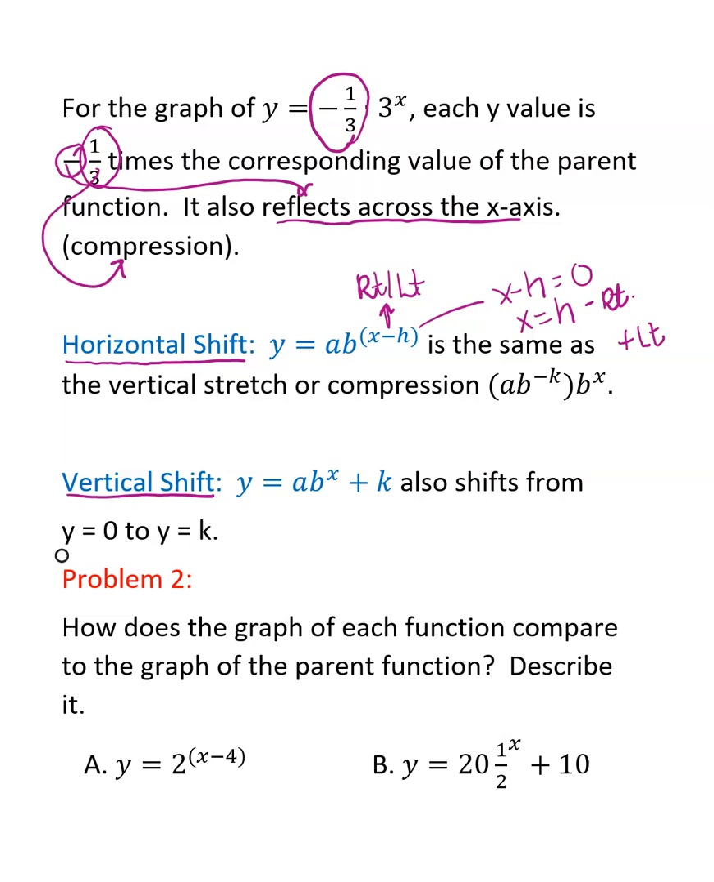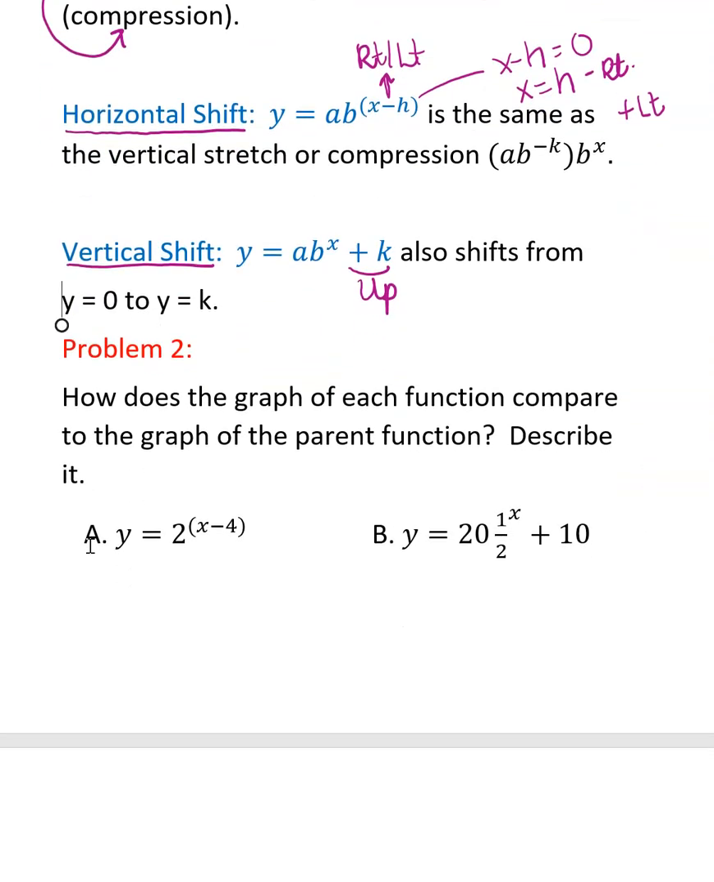A vertical shift, y equals ab to the x plus k, shifts up k units. Sorry, it shifts it up. And it shifts the horizontal asymptote from y equals 0 to y equals k. So it does bring that whole line up with it.